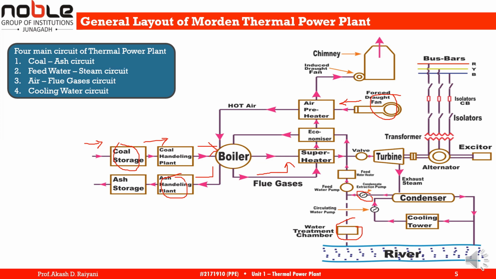Fourth one is the cooling water circuit. It consists of pump, condenser and cooling tower. In the condenser, the expanded steam is cooled and thereby condensed into water by giving its latent heat to the circulating water. This hot water is then taken to the cooling tower, where the water is sprayed in the form of droplets through the nozzle.